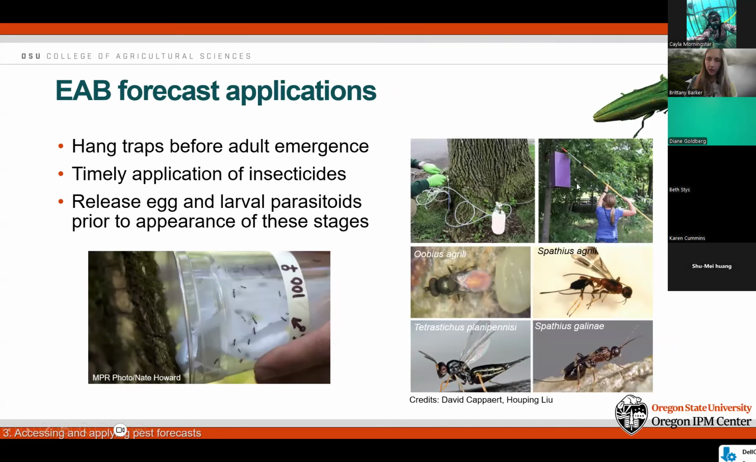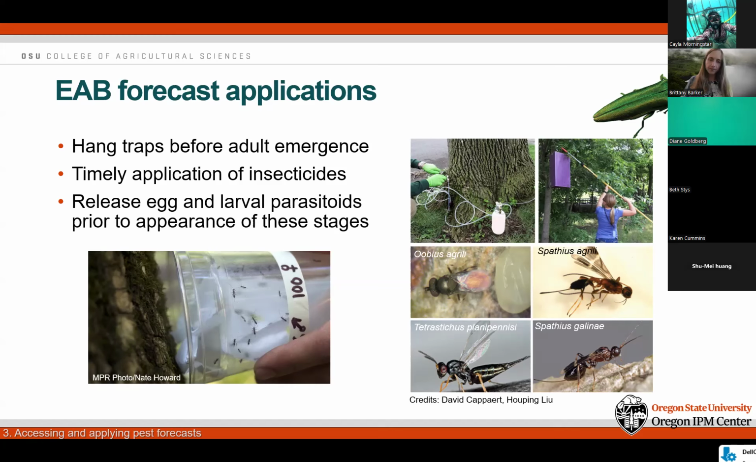Okay, so I already mentioned some applications: we can hang our traps in time for EAB. I have one of these purple prism traps hanging behind my house. They're sticky, they have a pheromone lure in them. Also timely application of pesticides. We also have egg and larval parasitoids for EAB. Those include Oobius agrilli, which is an egg parasitoid, and Spathius agrilli, Spathius galeni, and Tetrastichus planipennisi, which are three of the larval parasitoids. Potentially, if we release them when the proper life stage is present, those programs could be more effective.